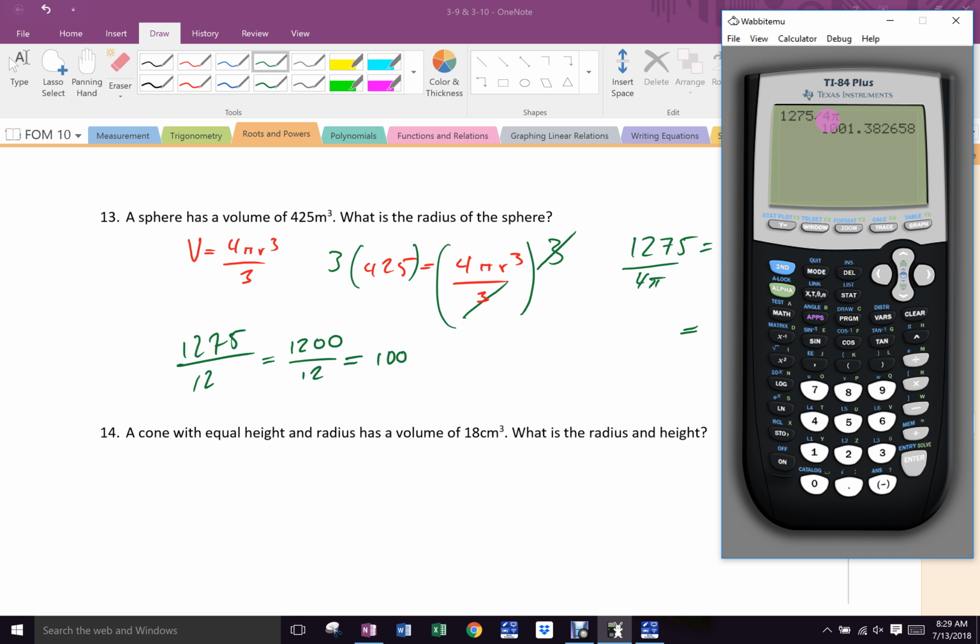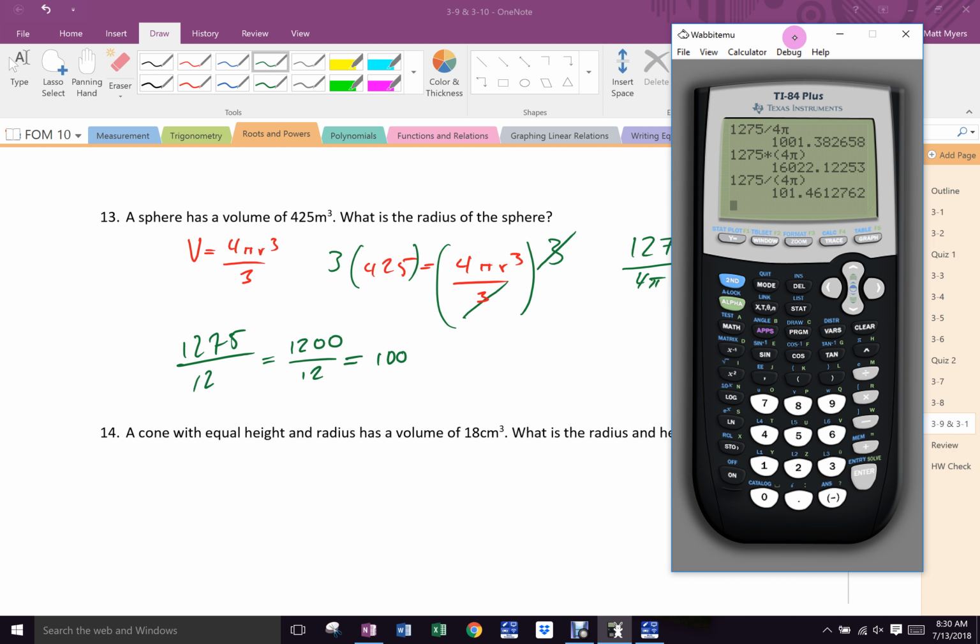So how do I make my calculator give me the right answer? Brackets. 1,275 divided by bracket 4 pi, close brackets, equals. Oh, I did times. Thank you, Josh. Or Zach. 1,275 divided by bracket 4 pi. Does that make more sense? Excellent. So now it's 101.46, right?